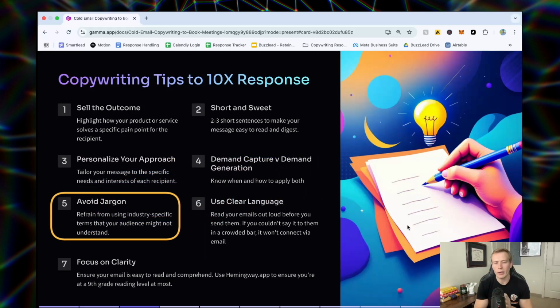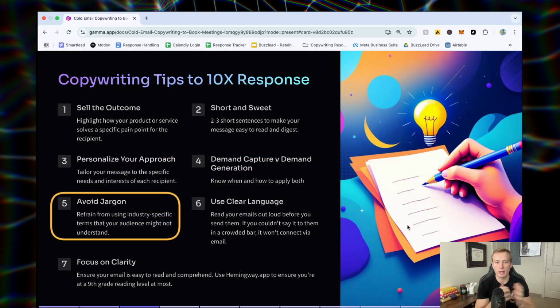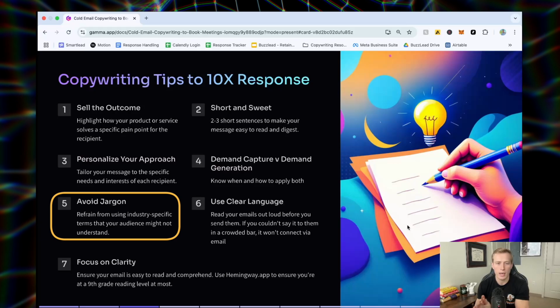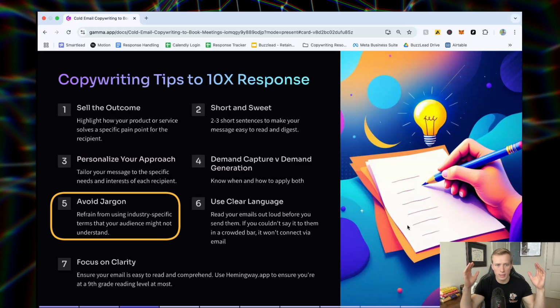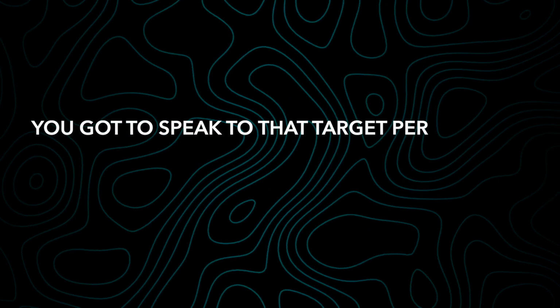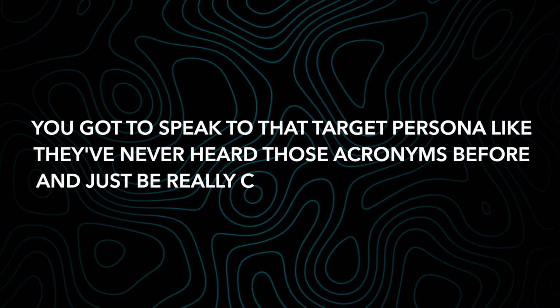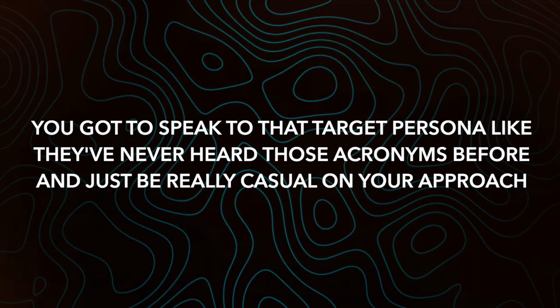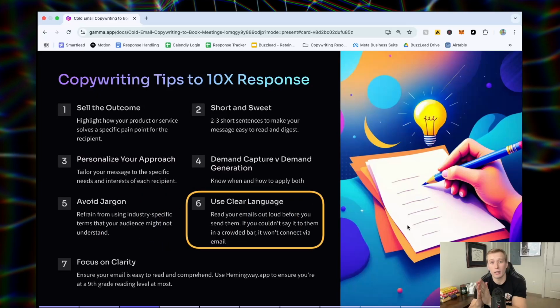And number 5 is avoid industry jargon, right? A lot of the time, like when you're working with government contractors, for example, there's a ton of different lingo and acronyms that exist in their space. You've got to speak to that target persona like they've never heard those acronyms before, and just be really casual in your approach, which leads me into number 6, utilizing clear language.